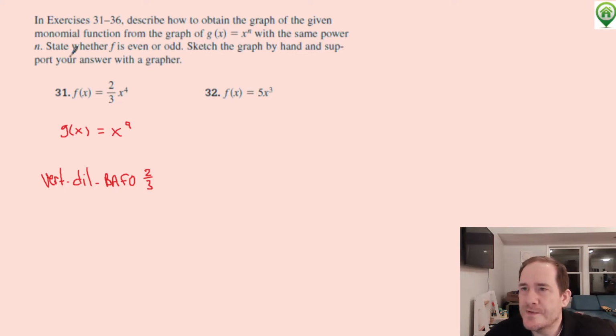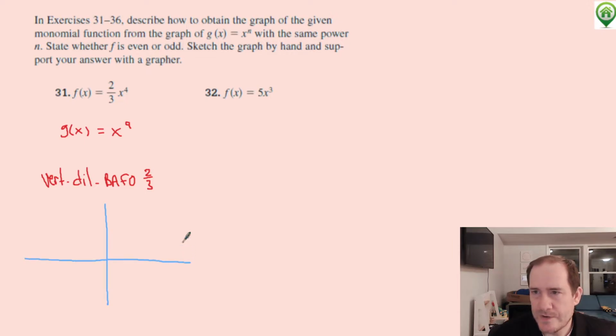Is there more here? Yeah. It says state whether the function is odd or even and sketch it. So we are sketching. So these questions are worthwhile then, because we'll be asking you to sketch on the quiz. So what do we know? We know that because we have a coefficient of 2/3, we can plot the point 1 comma 2/3 if we really want to. And we know we're going to pass through that point.